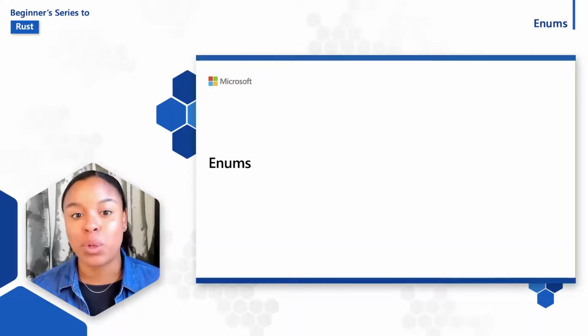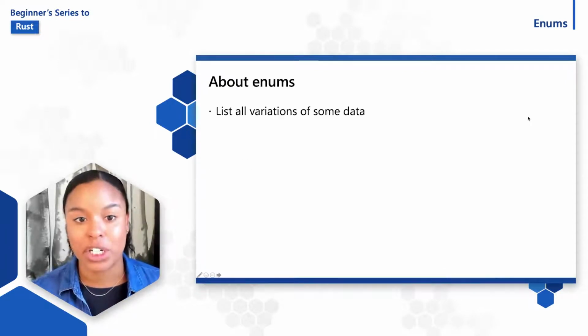Enums are a custom type that list all the possible variants or enumerations of some data. In this video, we'll explore how to define and use enums. Enums are a common feature across programming languages, but their capabilities may differ from language to language. And you'll see how they work in Rust.